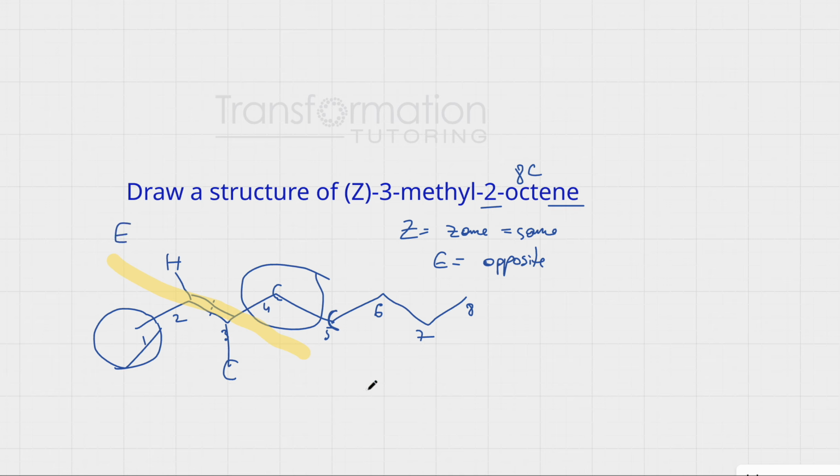How do I change it to make it Z? In order to change it, I just have to choose a side. Let's say I'm choosing the left side, and I'm going to change the 2 groups. So instead of methyl down and hydrogen on top, I will now put hydrogen at the bottom and methyl group on top. In this case, both of my circled groups are on the same side of the double bond, and this would be Z. So this is the structure of Z3-methyl-2-octene.